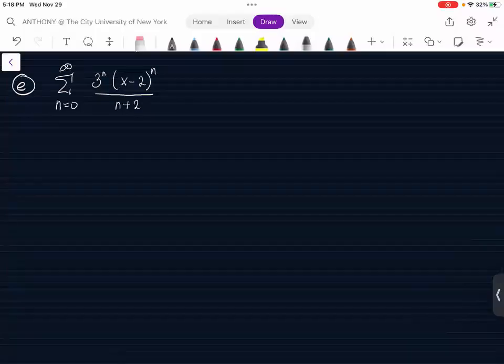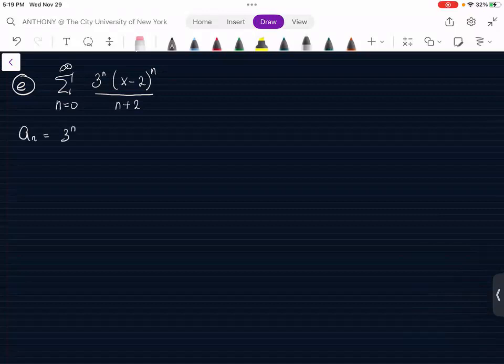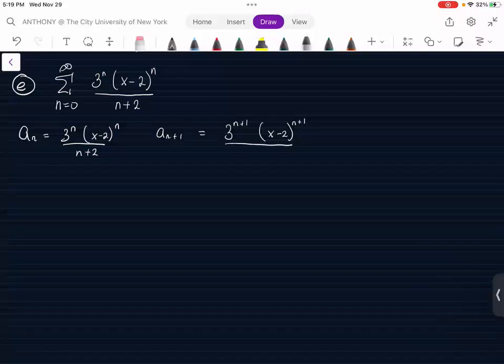All right, so for this given power series, we're trying to find the interval of convergence. As I mentioned, you first label out your a_n and your a_(n+1). Your a_n in this problem is going to be 3^n times (x minus 2)^n over n plus 2. This means that a_(n+1) is going to be 3^(n+1) times (x minus 2)^(n+1) over (n+1) plus 2.